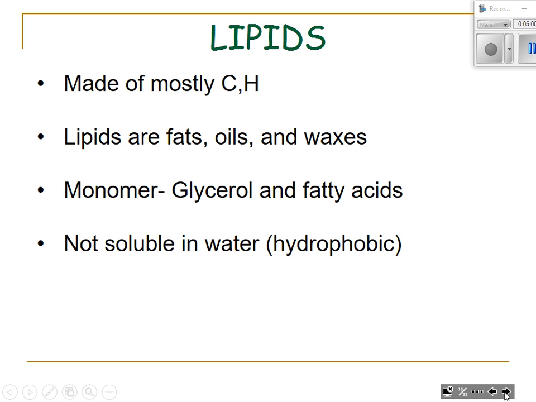Hydrophobic literally means a fear of water. They don't like water. We don't classify people like this, but do you know any people that have a fear of water?